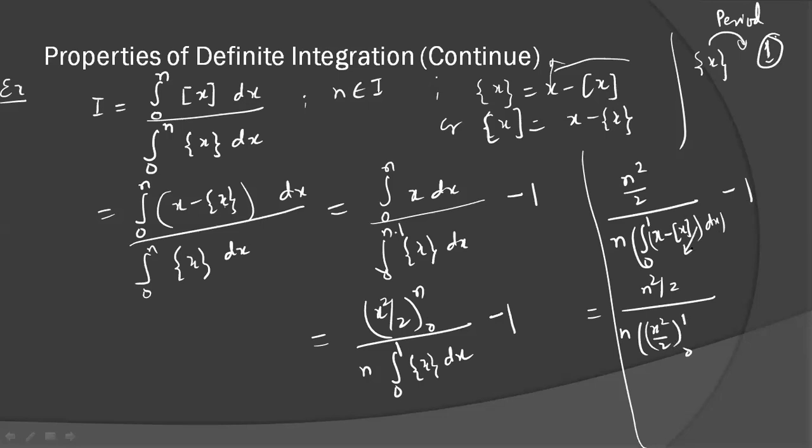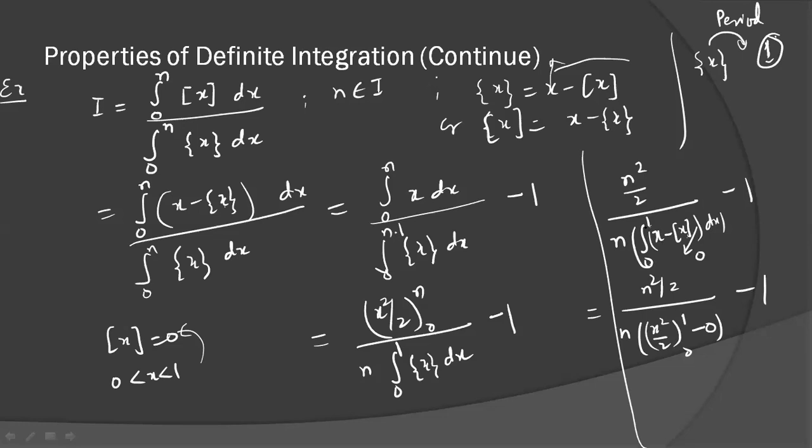And greatest integer is 0 in 0 to 1. Greatest integer is 0 when x is between 0 to 1. We cannot take at 0 and 1, because at 0 and 1 this function is not differentiable. So we'll take in the open interval only, because at 0 and 1 this function is not differentiable. So this value is 0, minus 1.